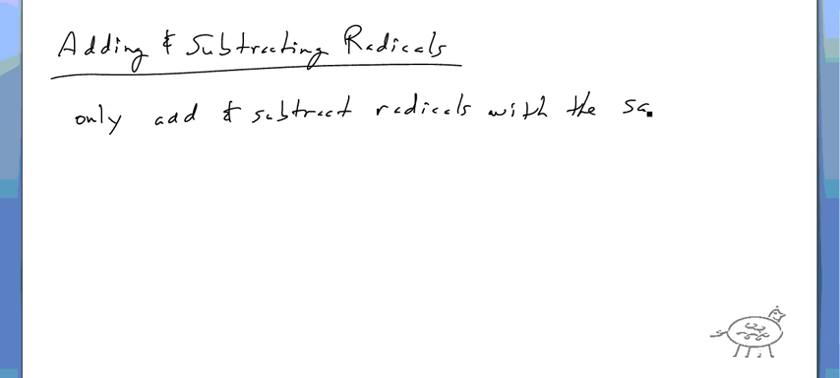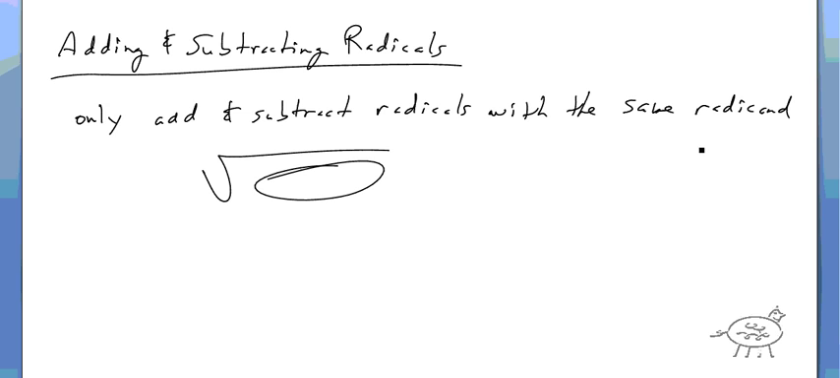You can only add and subtract radicals with the same radicand. And you're like, what the heck is a radicand? Okay, so this is the deal. This number underneath here, that is called a radicand. Okay, it's a very exciting name. That's a radicand. So you can only add numbers with the same radicand.